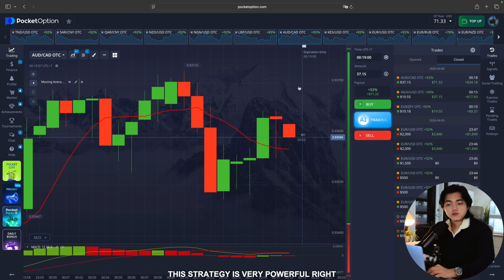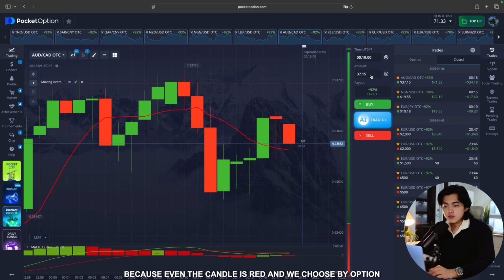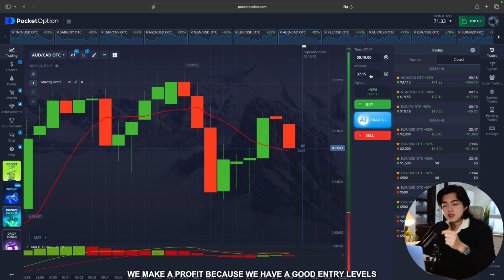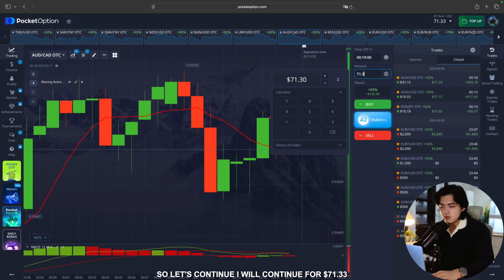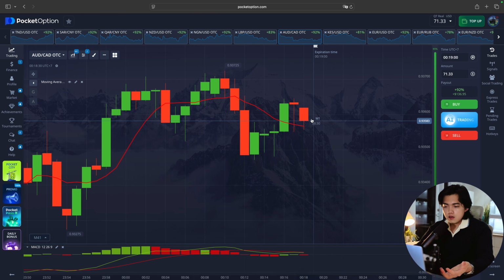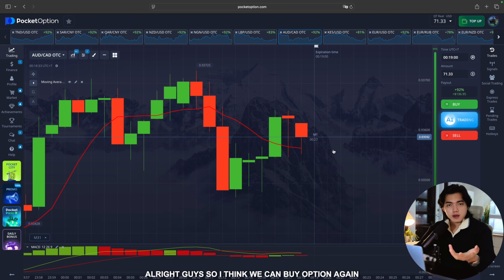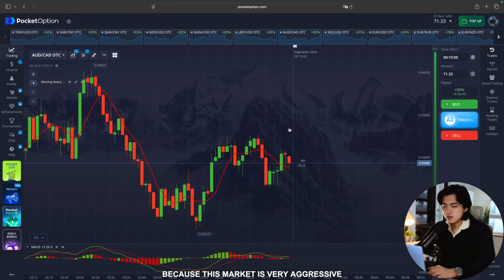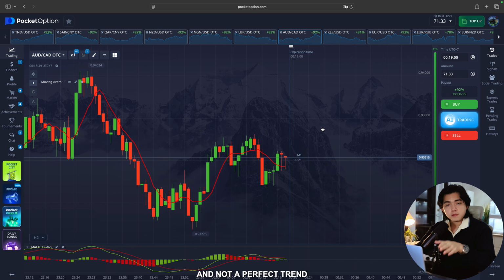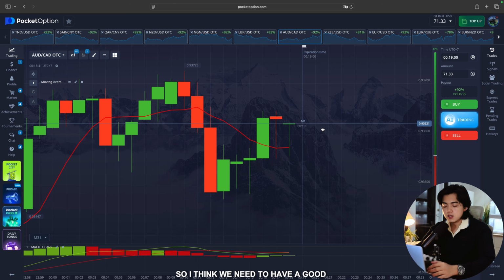This strategy is very powerful, right? Because even if the candle is red and we choose buy option, we make a profit because we have good entry levels. So let's continue. I will continue for $71.33 US. Alright guys, so I think we can buy option again, but we need to wait because this market is very aggressive and not a perfect trend. So I think we need to have really good entry levels.